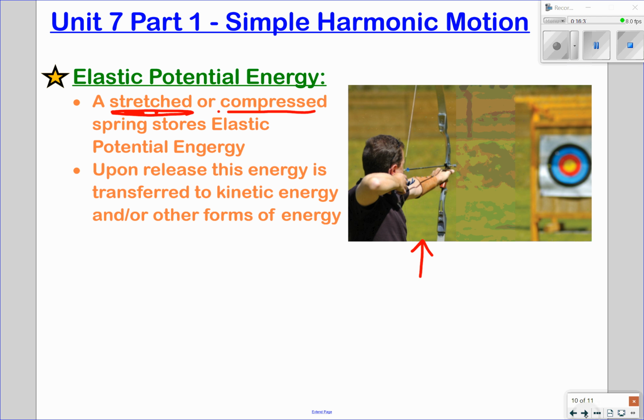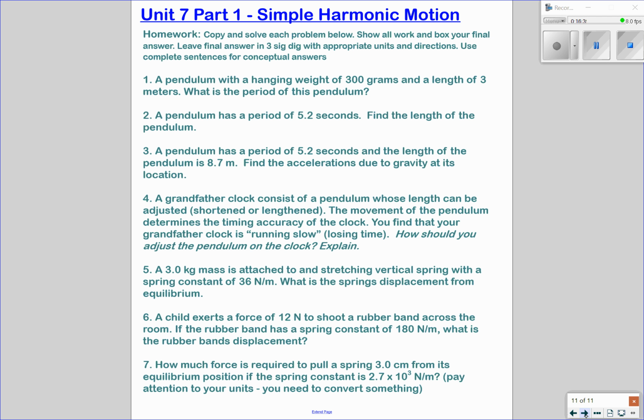As we move forward, make sure that you are referencing these notes. They'll be posted on Portal, and they'll also be posted in Teams. This is your homework for the evening, 1 through 7. If you read the instructions up there, it says copy and solve each problem. You can do them right in your notebook. You need to show all work. Please box your final answer. Leave your answer in 3 significant digits, with units, directions, and for any conceptual answers, use complete sentences.